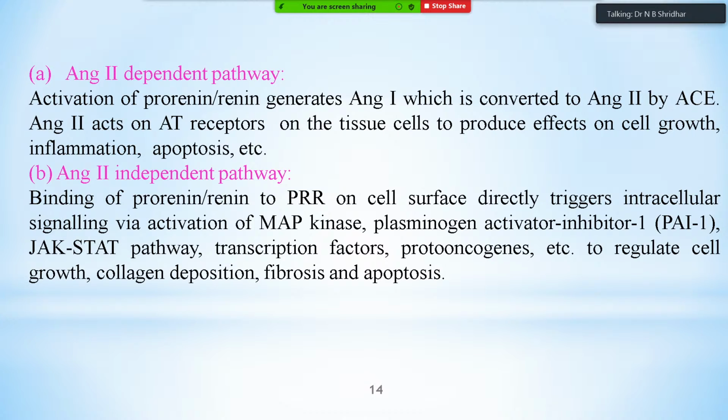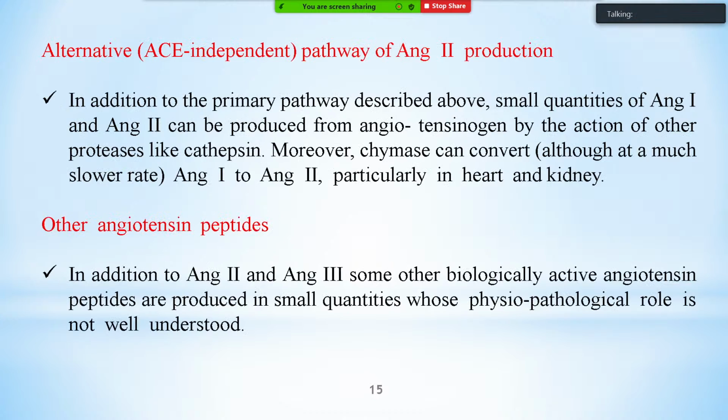And the angiotensin 2 independent pathway also acts on different types of cell activation by MAP kinase, plasminogen activator inhibitor, that's PAI, Janus kinase and the STAT pathway. So all these cascades of events are activated by the angiotensin 2 independent pathway. Apart from this, there is an alternative pathway of angiotensin 2 production, which you have seen in the diagram.